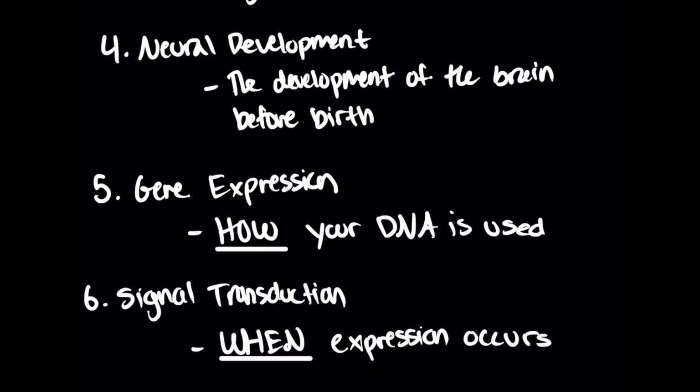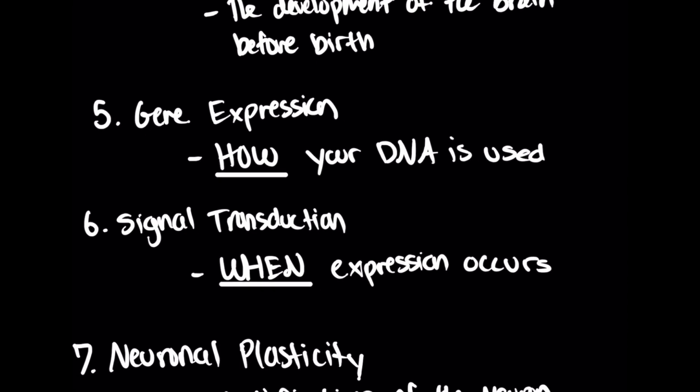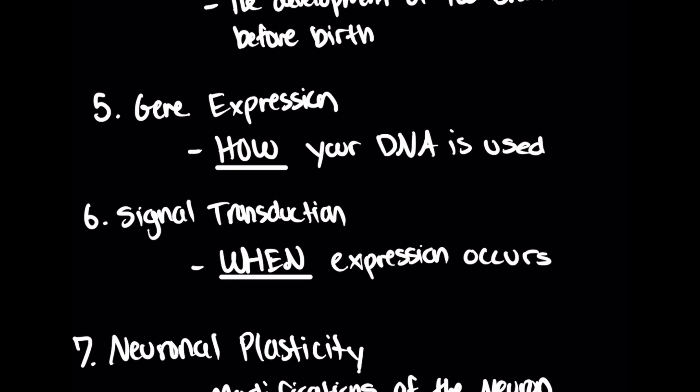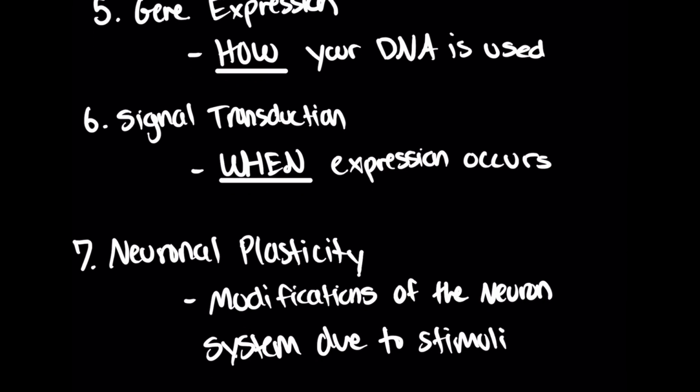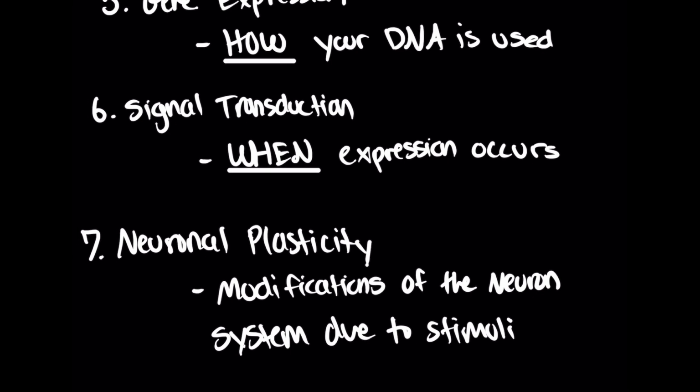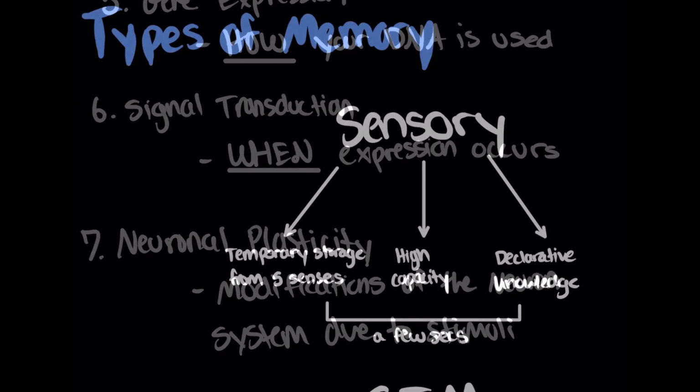Then we have neural development. This is the development of the brain before birth. Then we have gene expression, which is how your DNA is used. Signal transduction, which is when expression occurs. And lastly, we have neuronal plasticity, which is the modifications of the neuron system due to stimuli.